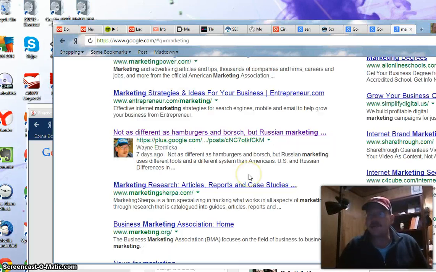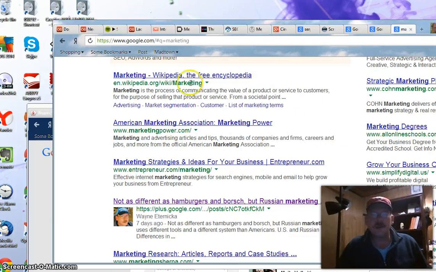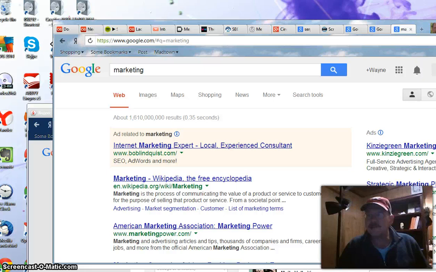It just means not sponsored. Obviously, these over on the side here, on the right side, are sponsored ads. Those are not organic results. The organic results are the ones that come up naturally.